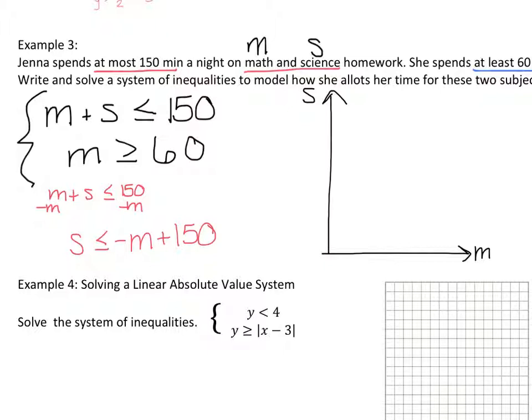Alright, so we need to graph this one and this one. Let's see. We know our y-intercept is going to be 150. So if the top of our graph is 150, let's go by 30s. So 30, 60, 90, 120. And then on the other side, 30, 60, 90. Kind of ran out of room, 120.